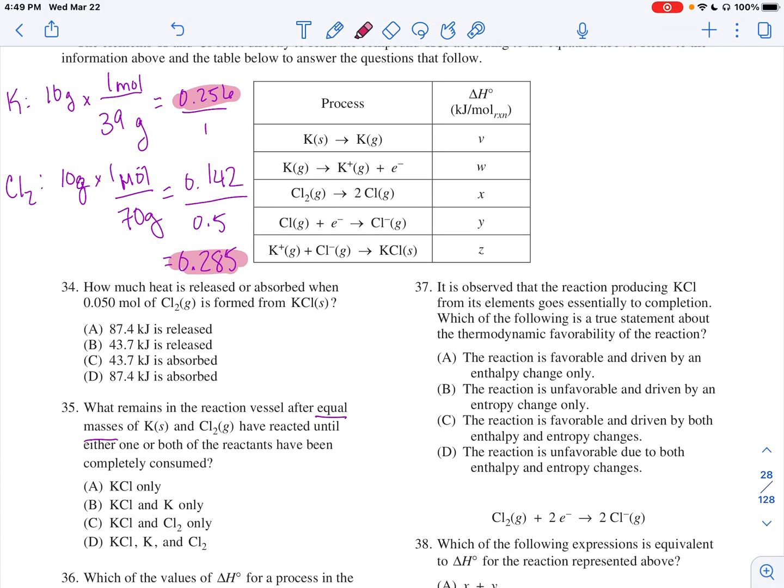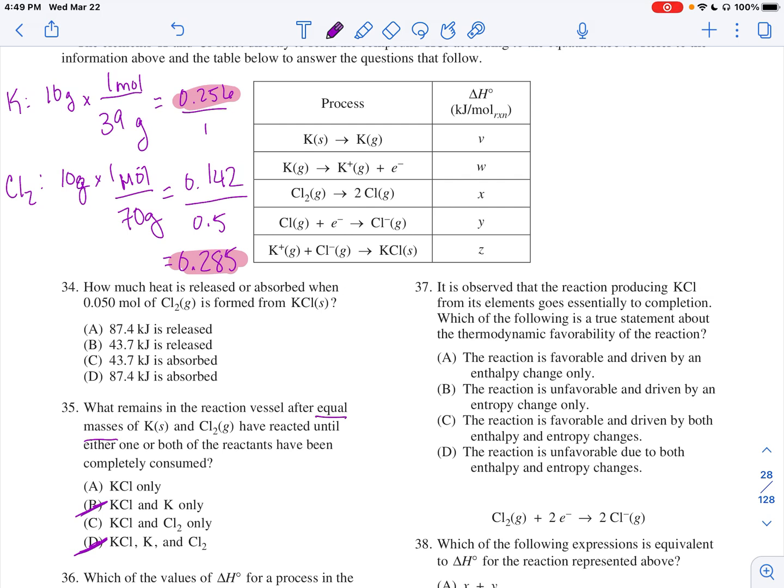So let's go back to our problem. We can get rid of anything that has K in it. And we also know that they did not have equal amounts, equal moles, okay? Equal masses is not the same as equal moles. Remember, to compare two substances, you need moles.